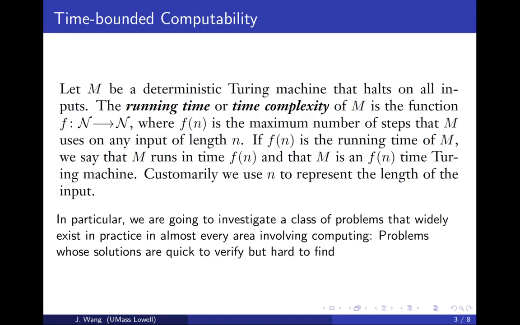If f of n is the running time of M, we say that M runs in time f of n, and that M is an f of n time Turing machine, or a program, or in general, an algorithm, because the program implements an algorithm. Customarily, we use n to represent the length or size of the input. If you have multiple parameters in your input, you measure the size of each parameter and then add them up, which will be the size of your input.